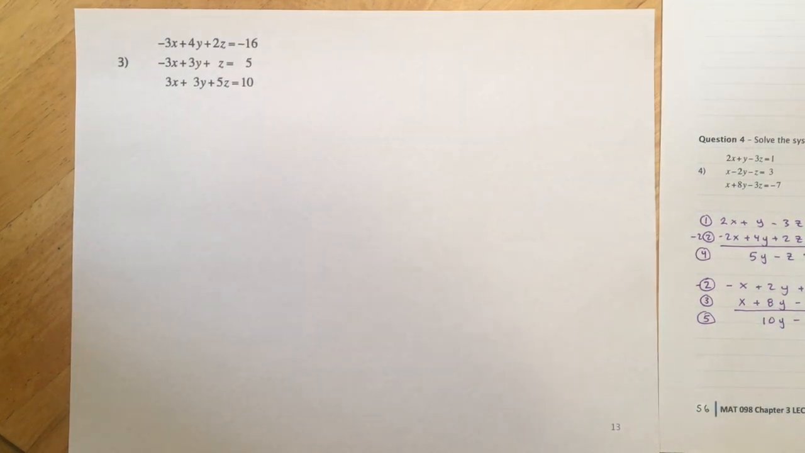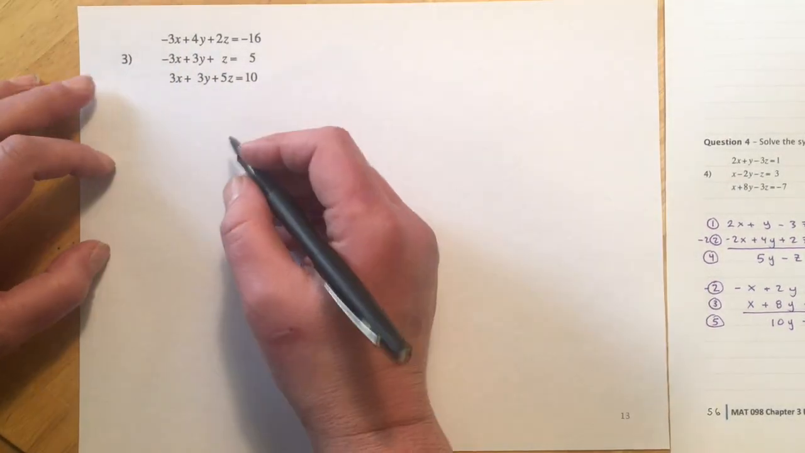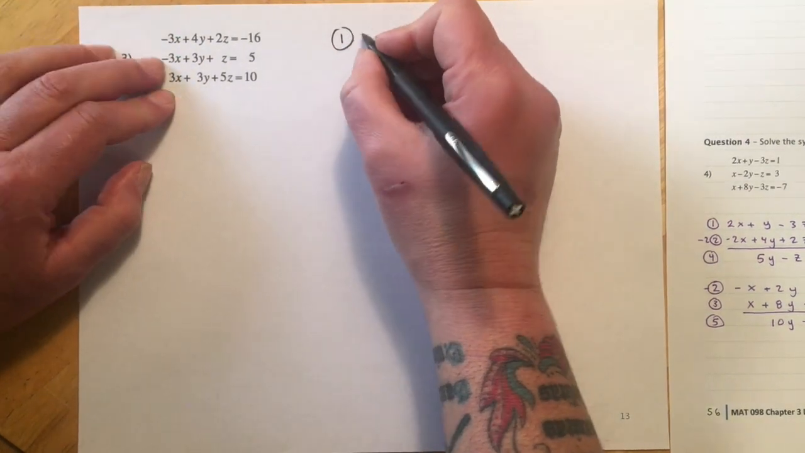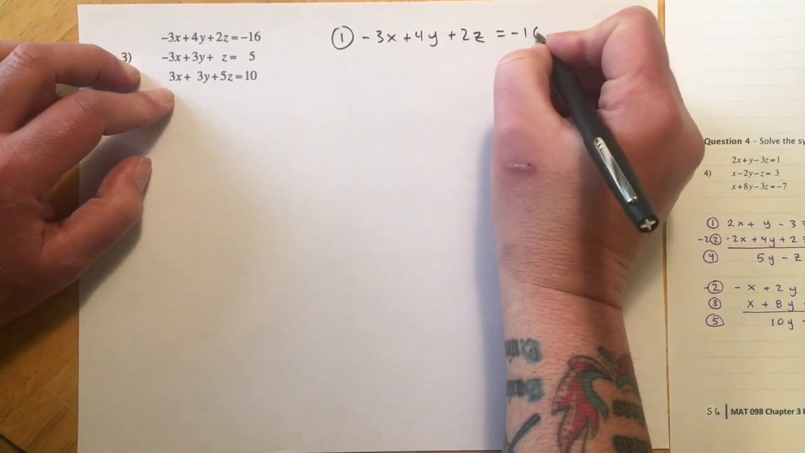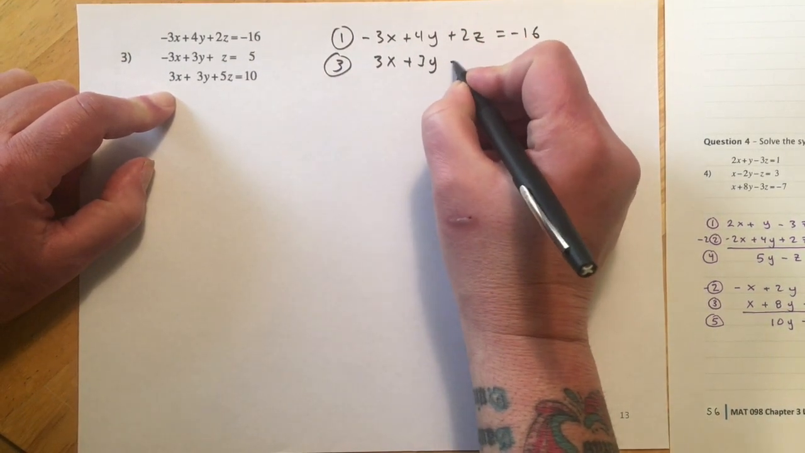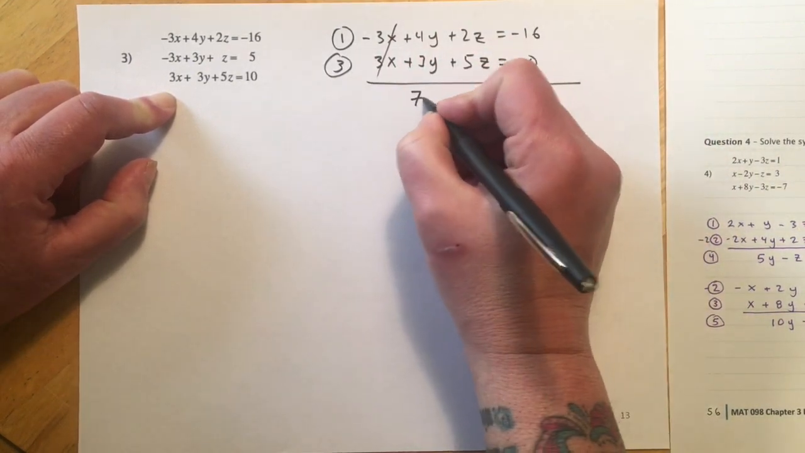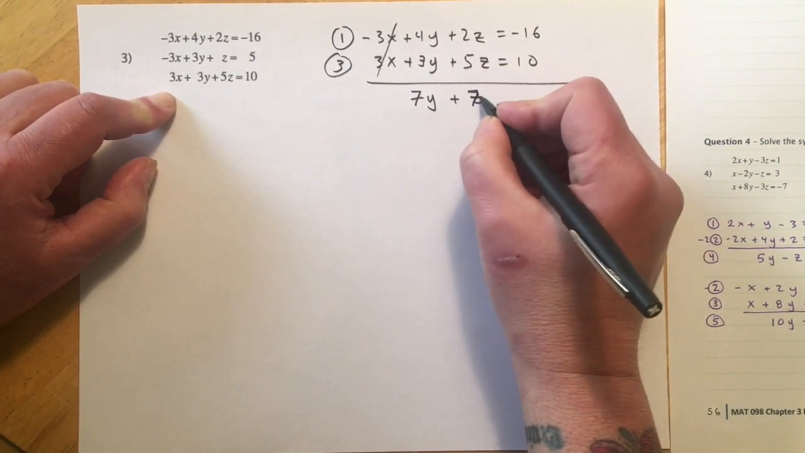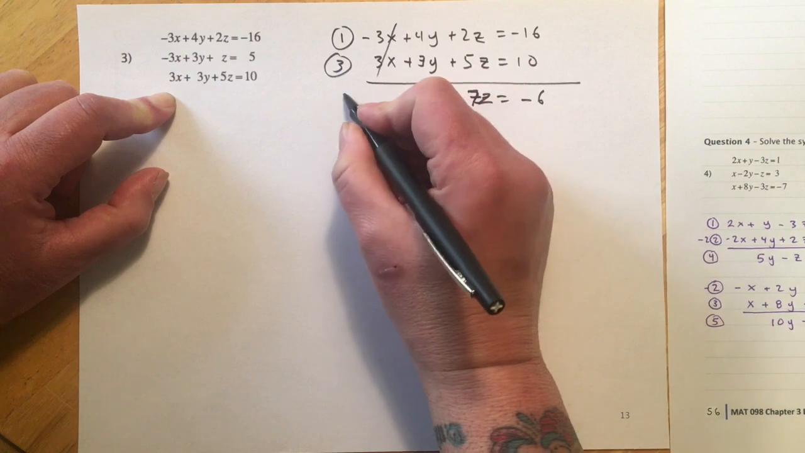Okay, for the third example, you've got to like these x's up here, right? Because they're all set up to drop out. So if I do that, let's see, I could do maybe 1 and 3, and then I'll do 2 and 3. So negative 3x plus 4y plus 2z equals negative 16. And then we'll do 3. And then the x's drop out as planned, and I got 7y, I think that's supposed to be a 3, plus 7z equals negative 6. So that's my equation 4.